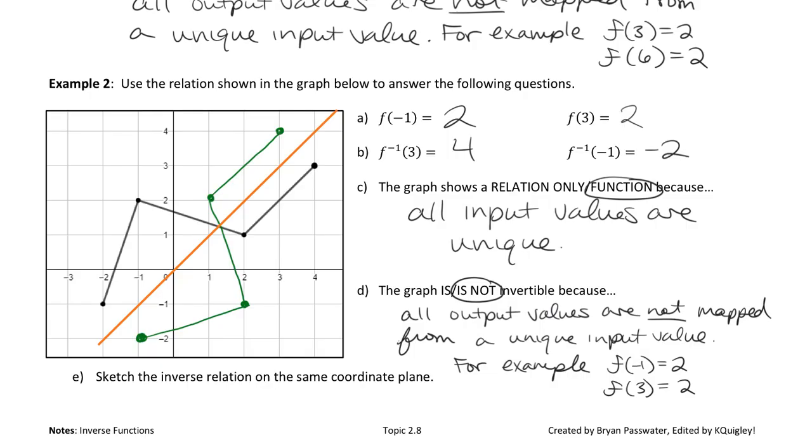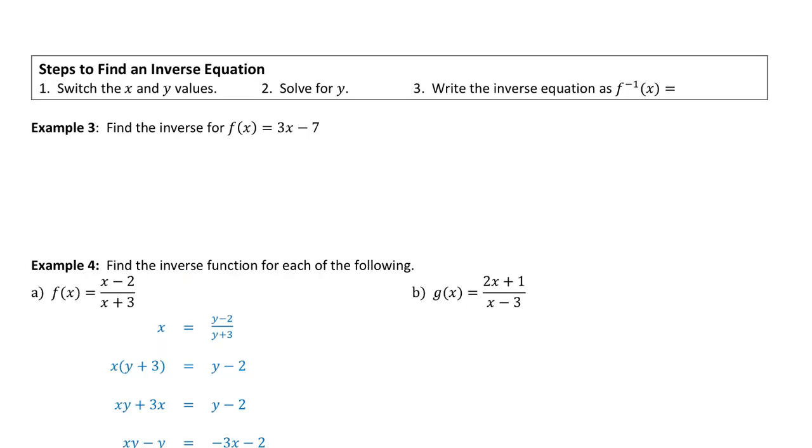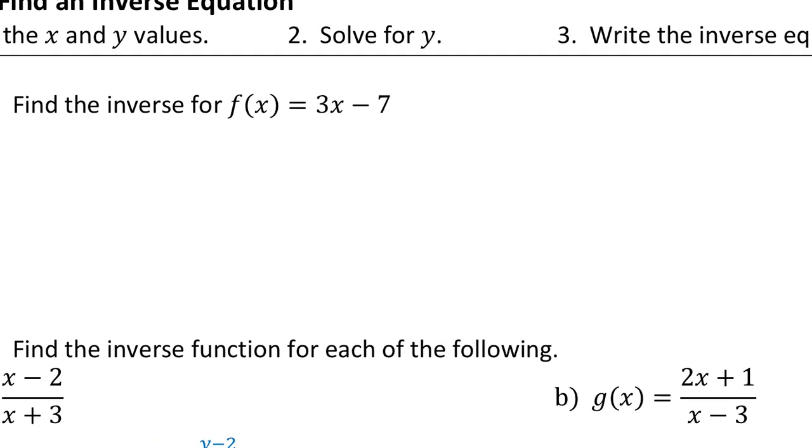Questions, comments, concerns? We're feeling okay about coordinate points being inverses of each other. Great, but that's not the only thing that we can do inverses with. We can also find inverse equations. But just like with those coordinate points and we switch the x's and y's, that's all we're going to have to do to find an inverse equation. We will switch the x and y values, solve the equation for y, and then write it as an inverse equation. So for example, we have f of x equal to 3x minus 7.